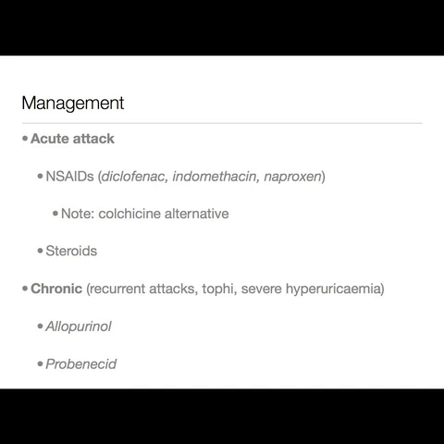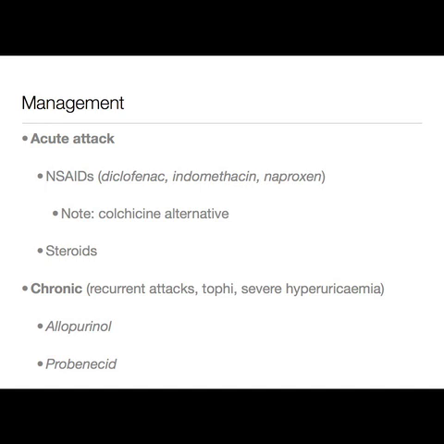In terms of management, during the acute attack, all the most recent evidence points towards using non-steroidal anti-inflammatories. Good examples would include diclofenac, indomethacin, and naproxen. Colchicine was traditionally used, but is now reserved for patients who are not able to take non-steroidals, including patients with peptic ulcer disease or bad hypertension. There's also considerable evidence for using both oral steroids in the acute attack and intra-articular steroids.